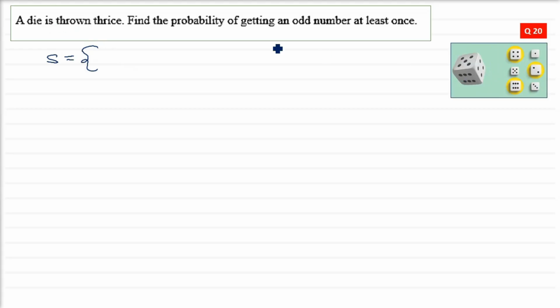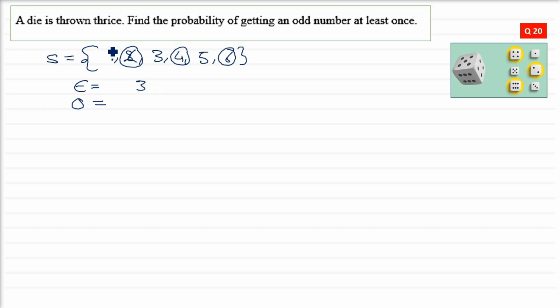When you throw a die, numbers 1 to 6 can appear. I'm just writing for the sake of explanation only. If you know how to write it, you can go ahead. Now, how many even numbers are there? 2, 4, and 6. So in all, there are 3 even numbers.